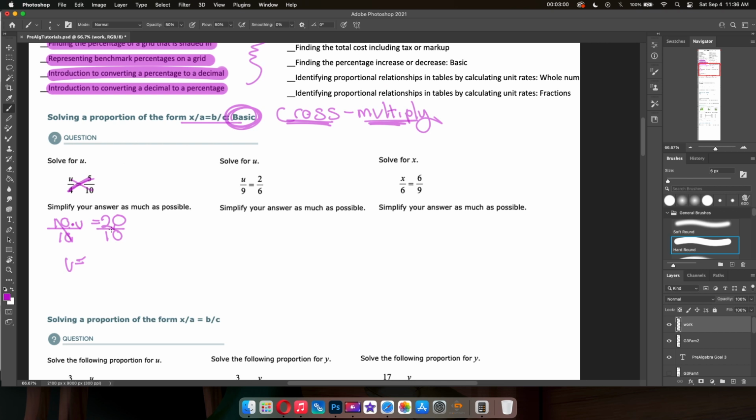Well, Ms. Dubois has a little shortcut. The zeros cancel each other out. I'm left with 2 over 1. Or if you're lazy like Ms. Dubois, you can just write the number 2, and there's your answer. Similarly over here, now take note, it does say simplify your answer as much as possible.